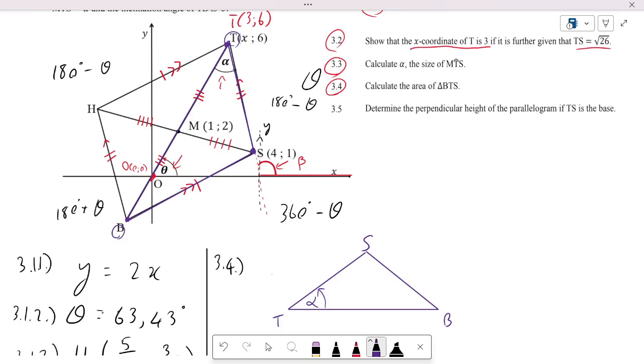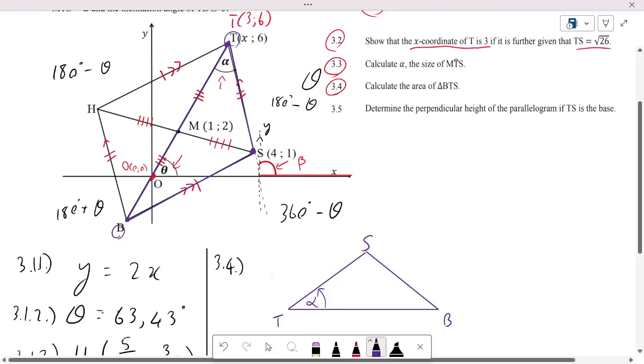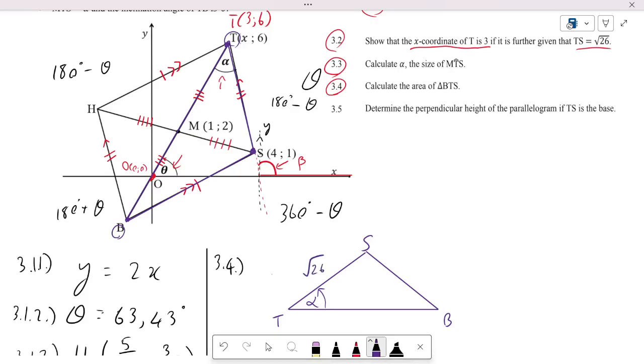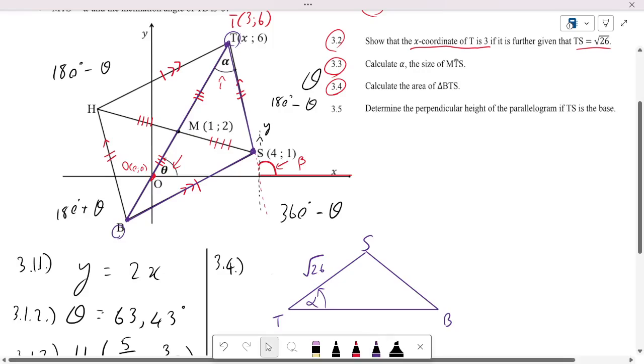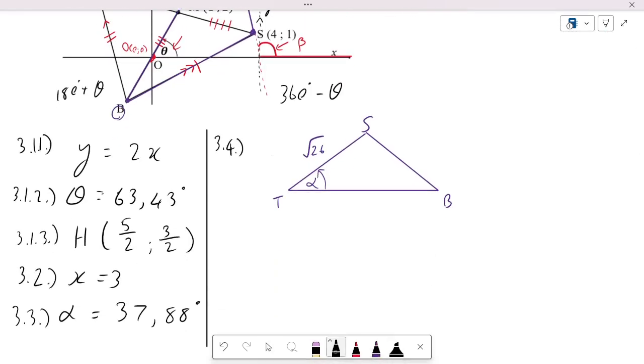So now we have triangle BTS. Now we need to put in our information. Remember that they gave us TS, or TS is equal to root 26. The reason why I'm writing this down is because if we're finding the area, we can actually use the area rule. The area rule states that we have the area, in our case over here, of triangle BTS.